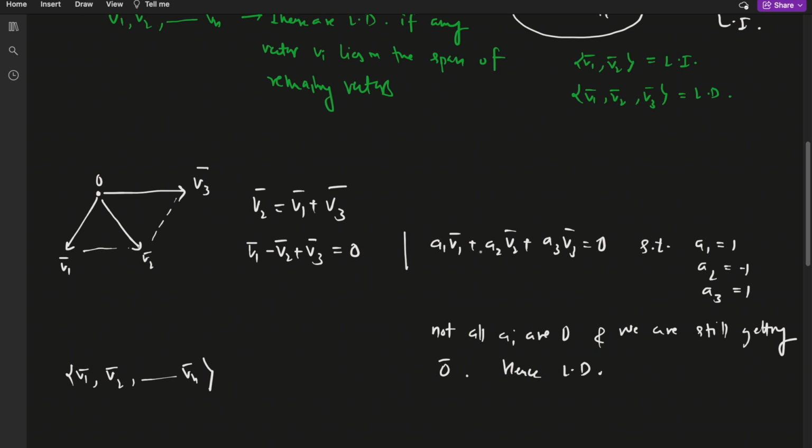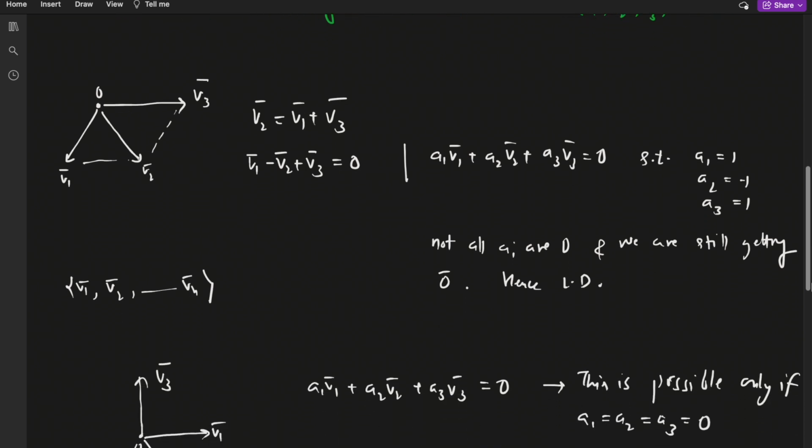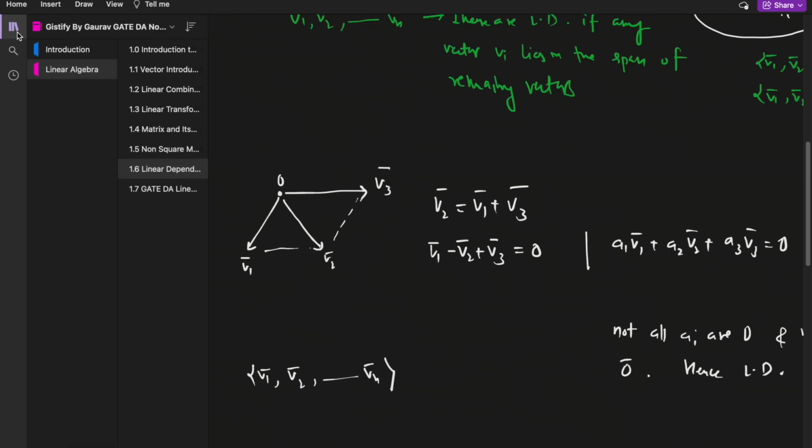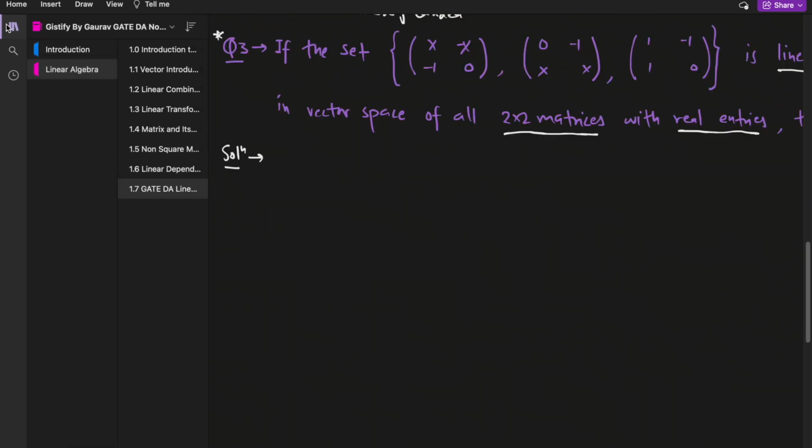At least one of the coefficients a1, a2, a3 is non-zero. Right, this is what I explained in the last lecture. Go watch that lecture. So this is the property of linear dependence: if three vectors are linearly dependent, then their linear combination will give you the zero vector with at least one of the coefficients a1, a2, a3 being non-zero. So we will apply the same concept in this question.